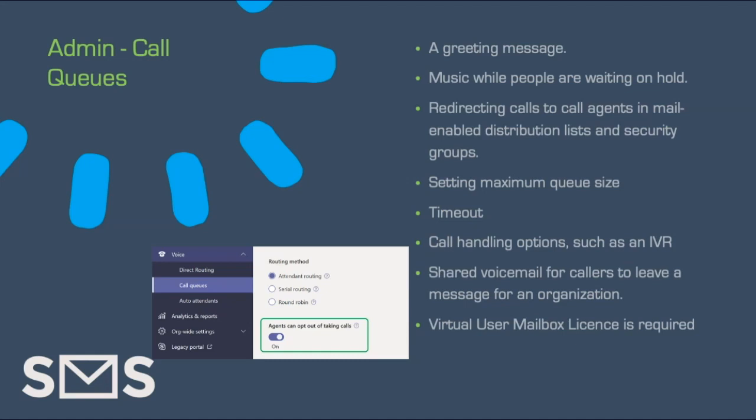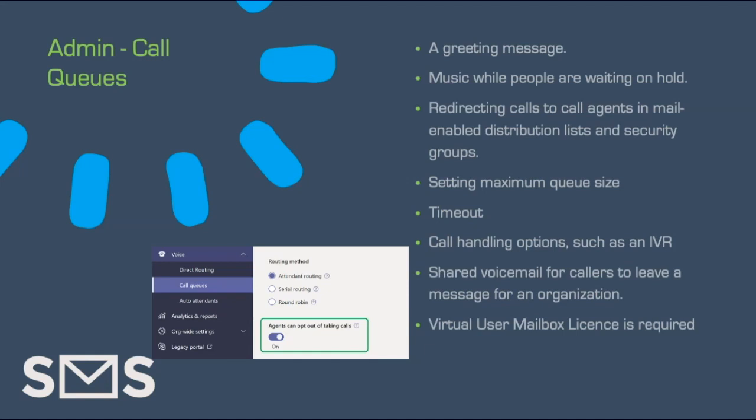Yeah, no problem. So basically, call queues in more detail on the admin side. In order to set up a call queue, you would need what's known as a virtual user mailbox license. They are free. Your global admin would have to do it. Unfortunately, we can't add that for you, but we can tell you how to do that. It's a free add-on that you add to your 365 tenant, and that allows you to use call queues. Without that in place, you can't enable call queues.